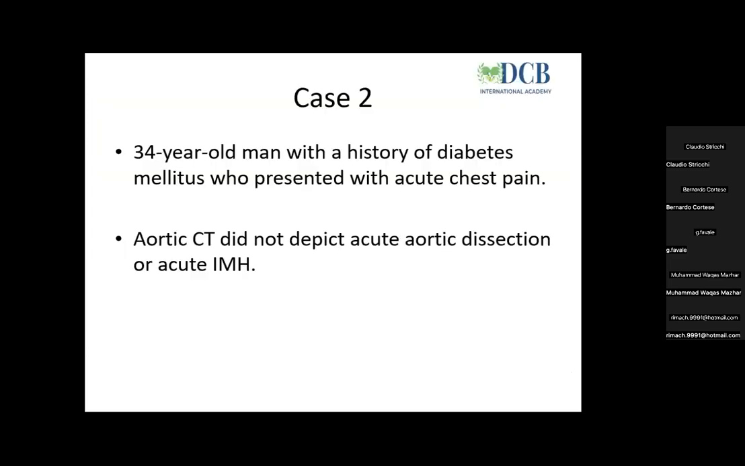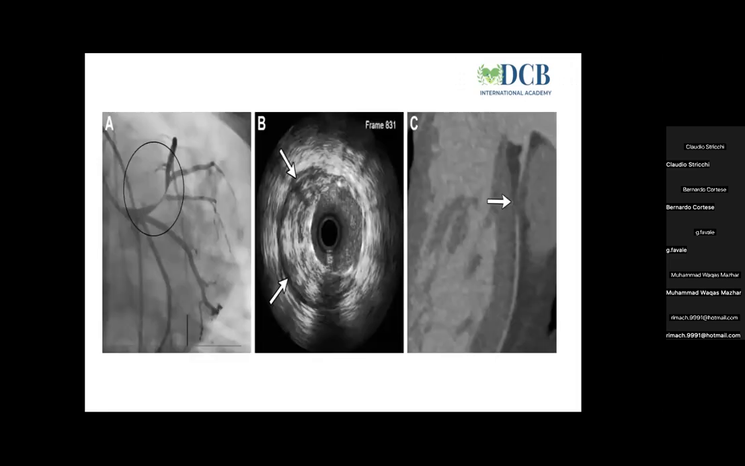So case number 2 is a 34-year-old man with a history of diabetes mellitus who presented with acute chest pain. They did an aortic CT that did not depict acute aortic dissection or acute intramural hematoma. So they did cardiac cath, and figure A shows 90% stenosis of the proximal LAD and the ostial first diagonal branch, probably secondary to an underlying intramural hematoma that can be shown here in the IVUS images.